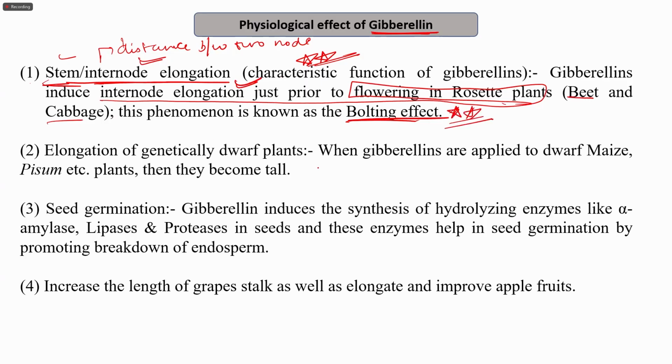Elongation of genetically dwarf plants. So we know that gibberellins lead to elongation. So when gibberellins are applied to dwarf maize, pisum, etc., pisum is pea plants, then they become tall. So therefore, it is helping in the elongation of genetically dwarf plants. Also, it is playing an important role in seed germination.